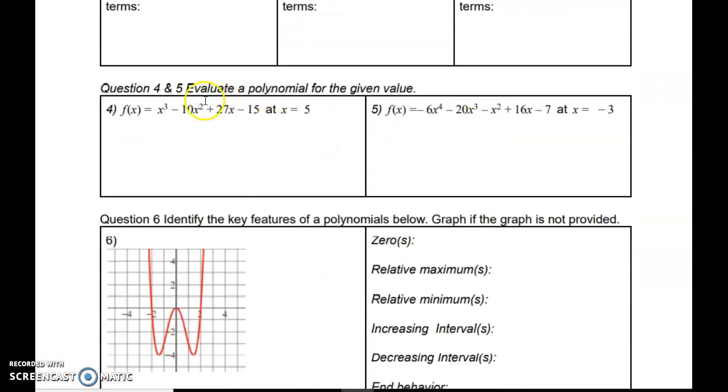So 4 and 5 say evaluate a polynomial for the given value. How we do these is we simply plug in the x value for all the x's in the polynomial. Or you could do the synthetic substitution, that fancy substitution that I showed you in class, and still get the right answer at the end of that process. It's always the last number. So pause the video again, and then when you play, you will see the answers to 4 and 5.